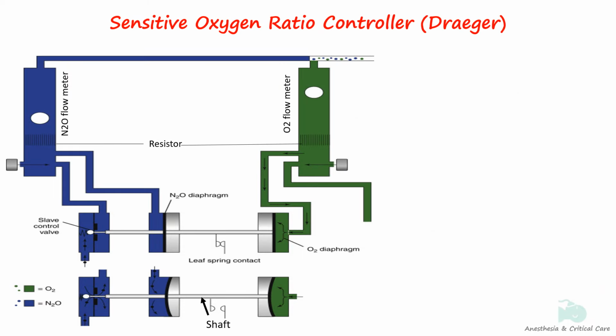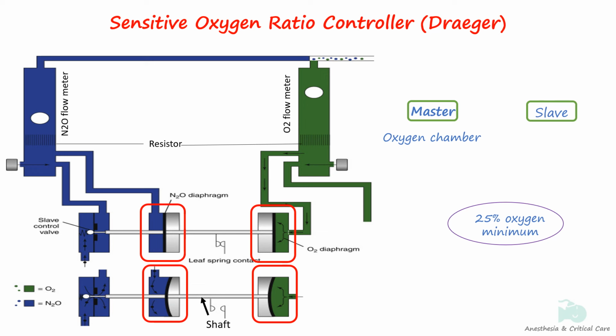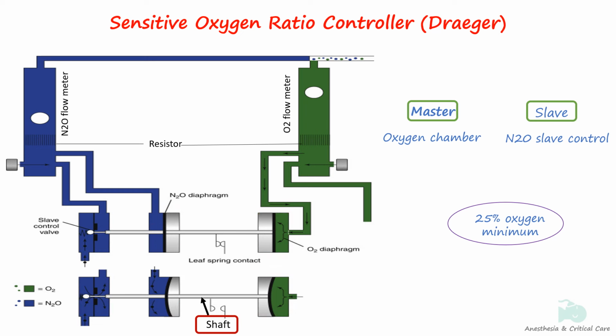The sensitive oxygen ratio controller is a pneumatic master and slave system designed to maintain a minimum 25% oxygen concentration. It consists of an oxygen chamber or master control, a nitrous oxide chamber, and a nitrous oxide slave control valve, all connected by a movable horizontal shaft.